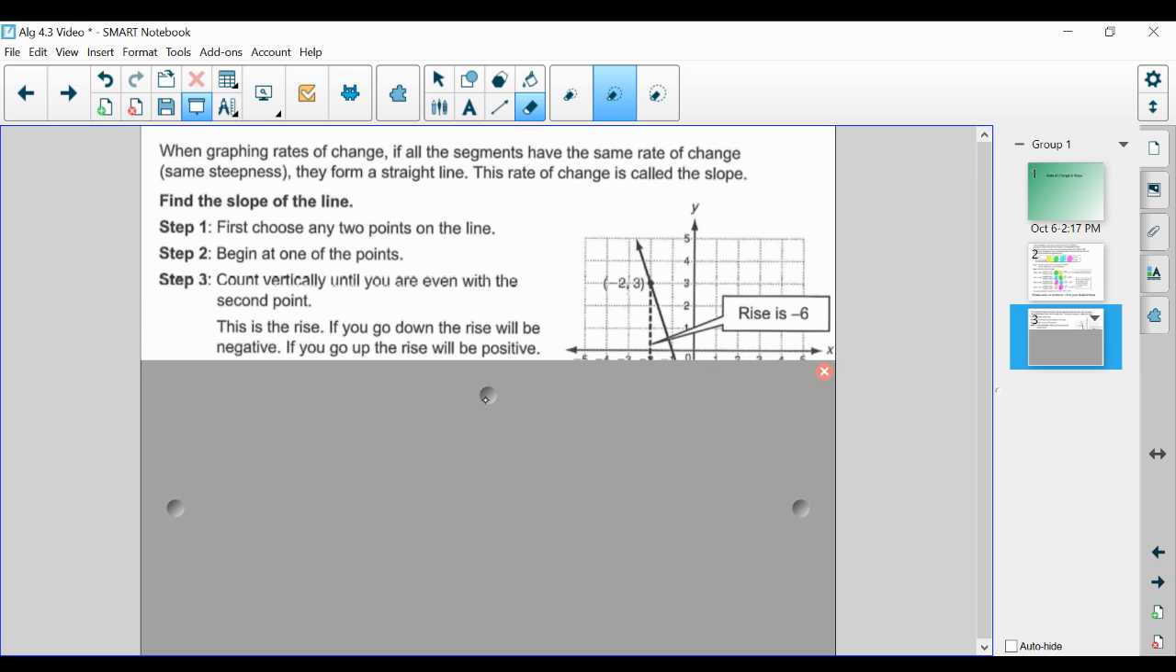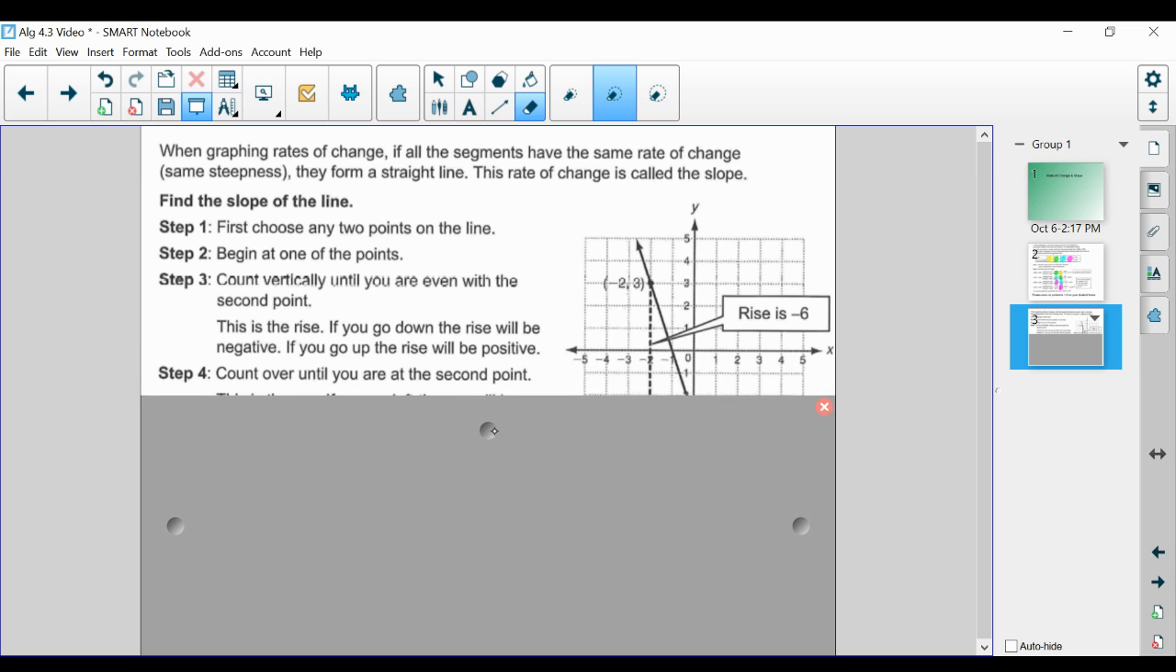This is what we call the rise. If you go down, the rise will be negative. If you go up, the rise will be positive. And that should make some sense because we're going up and down, we're going vertical, we're going with the y-axis. And going up the y-axis is positive values. Going down the y-axis is going to be negative values. So if we're going up vertically, we're going positive. If we're going down vertically, we're going negative.